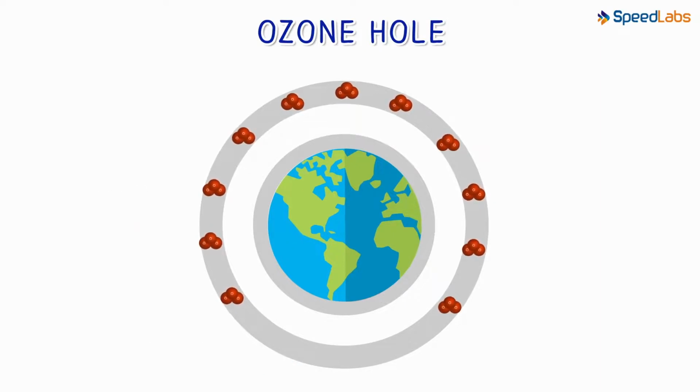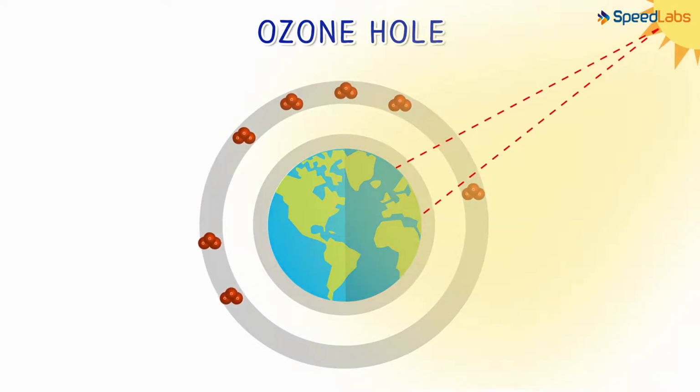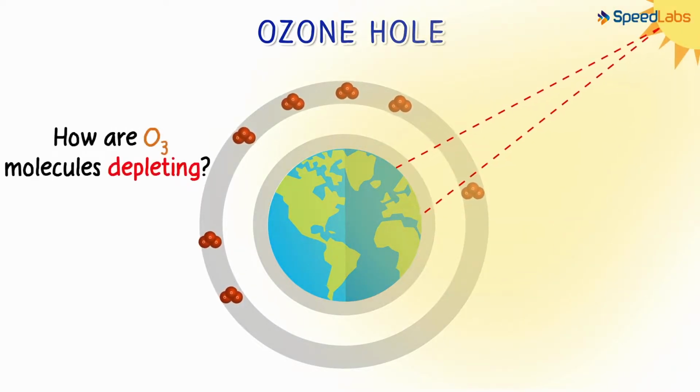It's just one part, right? Do we really need to be worried about this? Yes, of course. If the ozone layer depletes at the present pace, then we will be exposed to the harmful rays of the sun. But how are these molecules depleting?